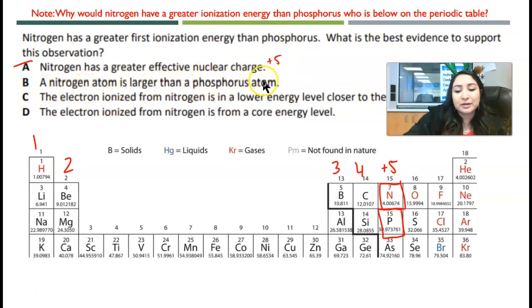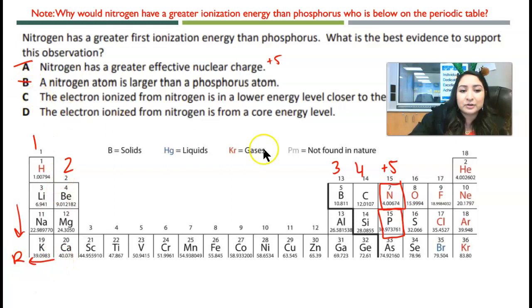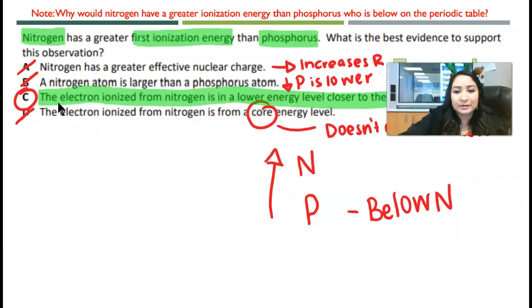Nitrogen atom is larger than the phosphorus atom. Remember, radius increases as we go down and to the left. This is where our radius increases. So nitrogen is actually smaller because it has one whole less energy level. The electron ionized from nitrogen is in a lower energy level, closer to the nucleus. So technically it is. This one's in the 2nd energy level. Phosphorus is in the 3rd energy level. The electron ionized from nitrogen is from a core energy level. No, it's not from a core energy level. The correct answer is C.